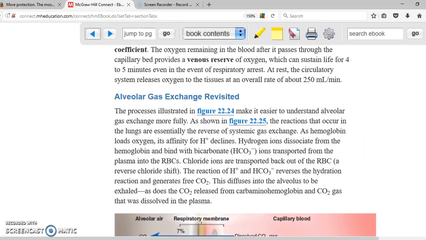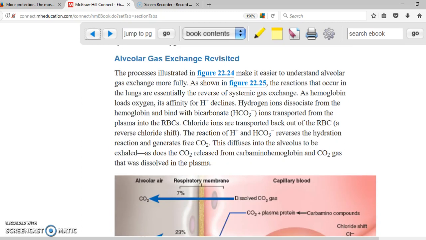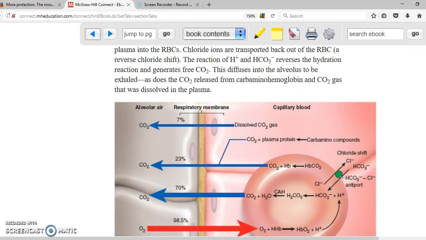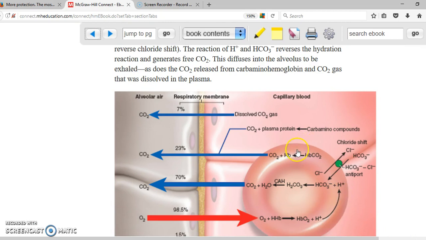Alveolar gas exchange revisited. Okay, it's the same thing. Right, in this case, what is this? This is the capillary, and this is the lung tissue.